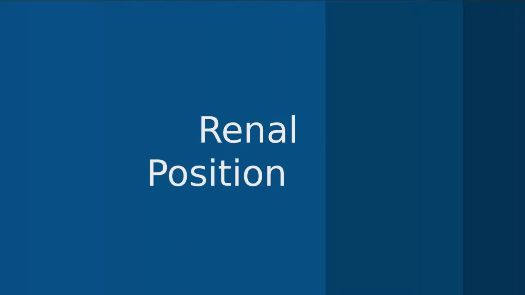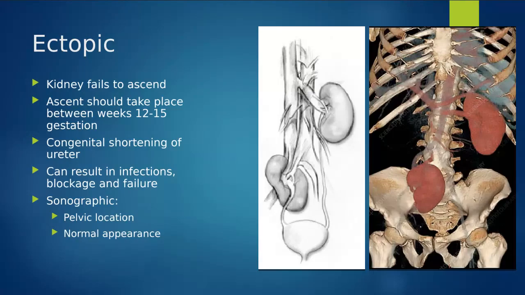Okay, moving into abnormal renal position. We can have an ectopic kidney. So this means that it is located in a region where it shouldn't be located, typically going to be in the lower aspect of where we usually find them. So this means that the kidney failed to ascend in utero. This full ascent of the kidney should take place between 12 and 15 weeks gestation. So pretty early on in a pregnancy, we should expect to see the kidneys moving up to their respective spots.